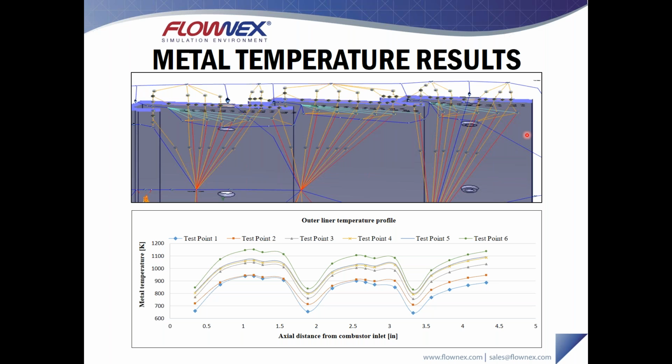This is a trend we see repeated for each of the panels. So as that film effectiveness or film efficiency drops, our liner wall temperature increases. We see an interesting little phenomenon here where our temperature drops off a little bit, and that's just due to cross conduction from the downstream slot. So that's what our metal temperature results looked like, and each one of these lines represents one of the test cases I showed you before.